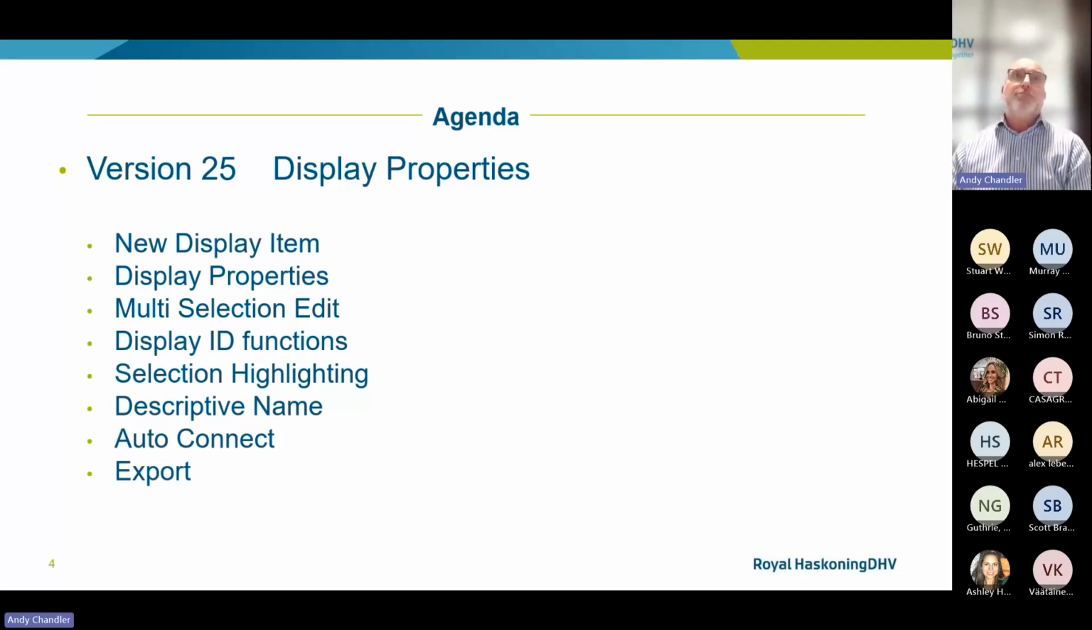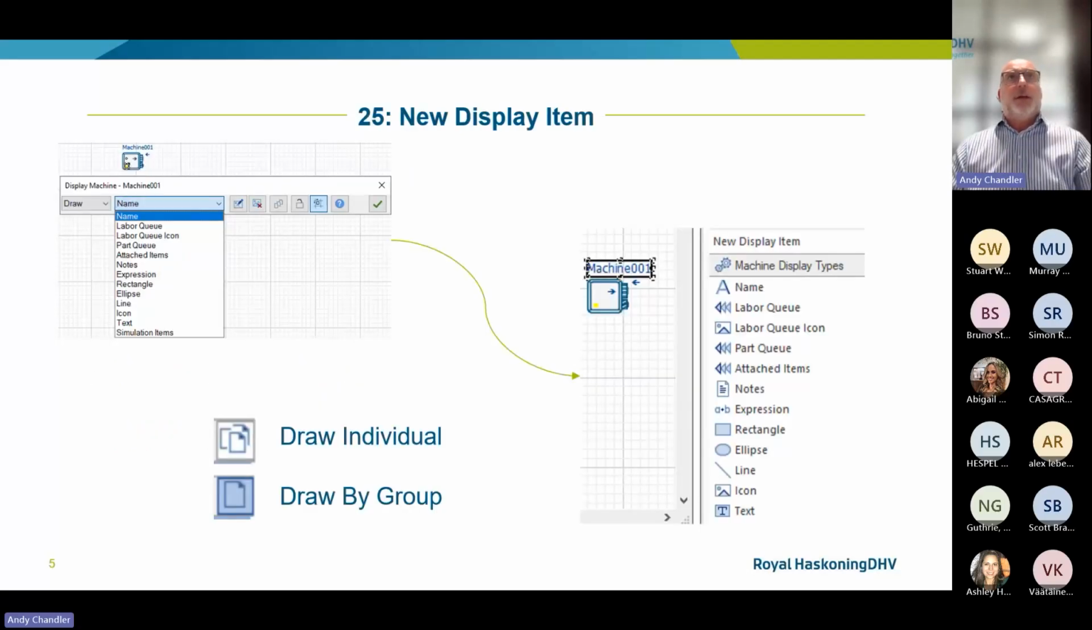Yeah, 25, really all about the display properties and everything associated with them. A number of different items there that we can take a look at, starting with the display bar. So what was the draw mode for display objects is now available in the new display item pane. So whenever you select an object, all of the display objects that you can draw for that current selection become available, and you can select one of those to add it to your display without needing to bring up the display bar first.